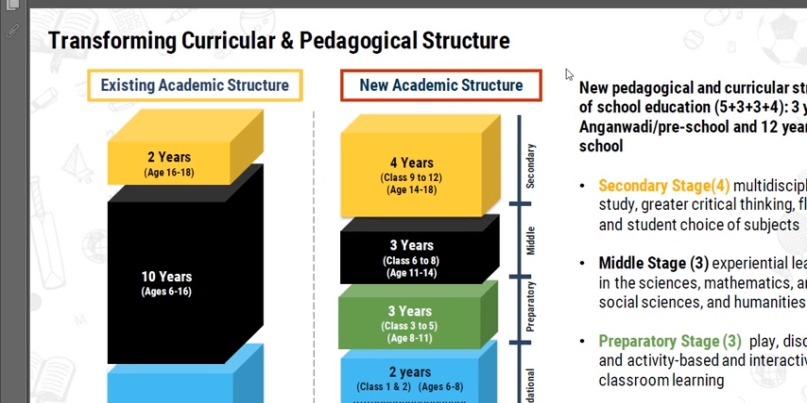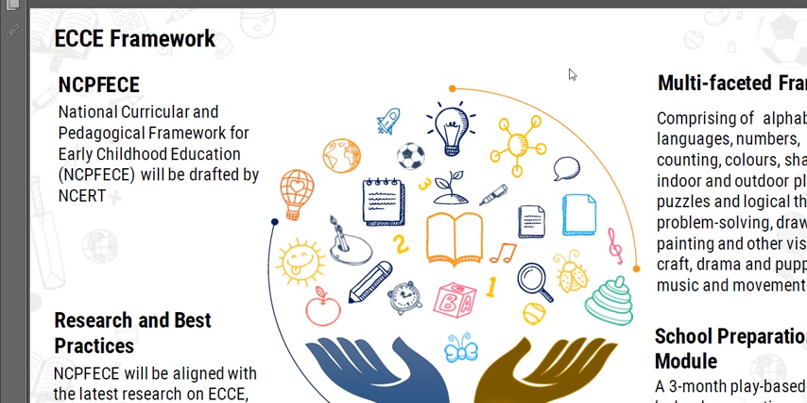That's where we can see foundational, preparatory, middle and secondary. New pedagogical and curricular structures of school education, which we can say in short, 5 plus 3 plus 3 plus 4. 3 years in Anganwadi, preschool and 12 years in school. Secondary stage: multidisciplinary study, greater critical thinking, flexibility and students' choice of subjects. Middle stage, that is 3: experiential learning in the science, mathematics, arts, social science and humanities. Preparatory stage 3: play, discovery and activity based and interactive classroom learning. Foundational stage: multi-level play, activity based learning. Then we'll know about the ECCE framework.